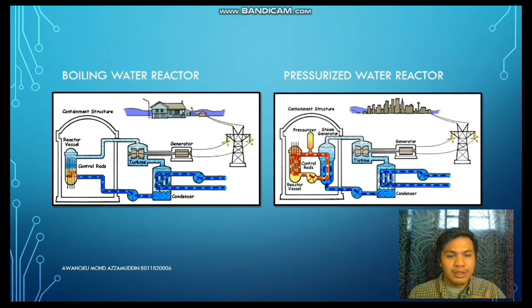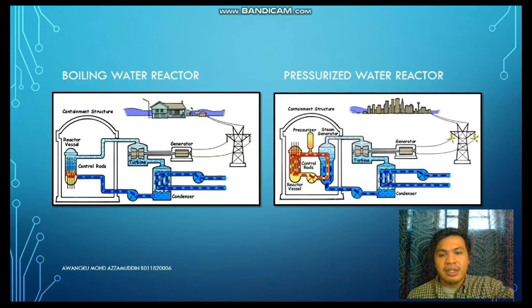In this slide we can see these two types of water reactor, the boiling water reactor and the pressurized water reactor. As you can see on the boiling water reactor, this is how nuclear energy works and generates electricity. And we can see the difference in the containment structure, which is that the pressurized one has a pressurizer between the reactor vessel and the steam generator.